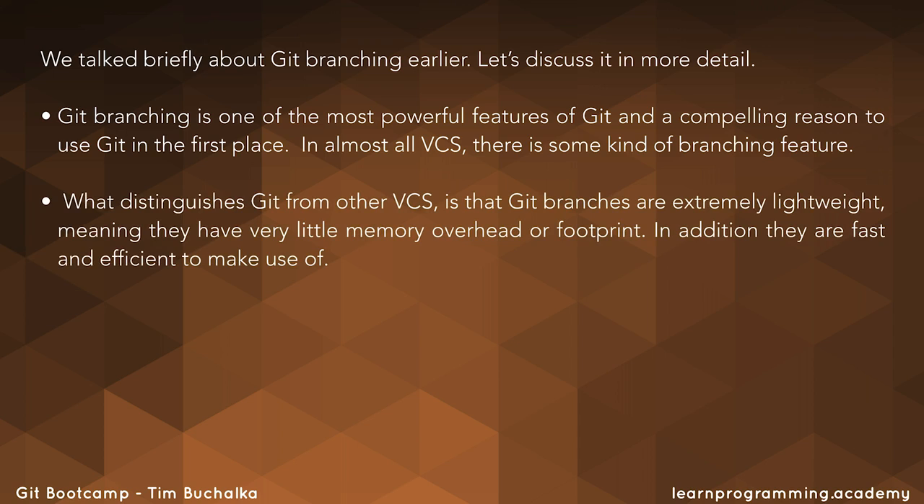So what distinguishes Git from the other version control systems is that Git branches are extremely lightweight, meaning they've got very little memory overhead or footprint. In other words, they don't take a lot of disk space. And in addition, they're very fast and efficient to make use of. Right, so let's just discuss what branches are now in a bit more detail.